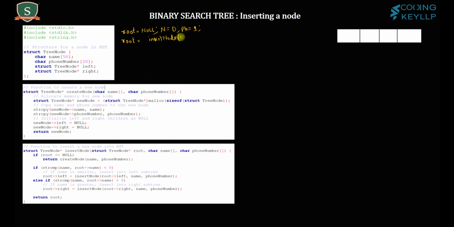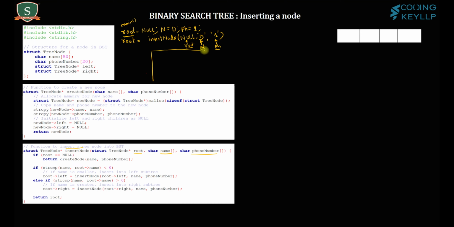We are passing 3 values. One is null and another one D, name, and phone number 1. So the moment you call this method, the insert node method will be called. Here null represents root, D represents name, 1 represents phone number. So the root which we are having inside the method is different from the root that we are having in the main function. So you need to understand the scope of the variable.